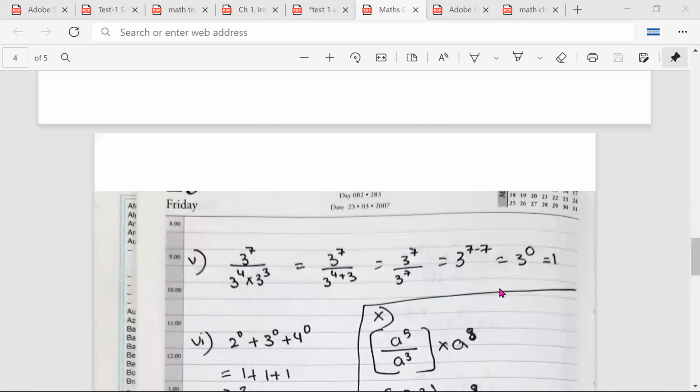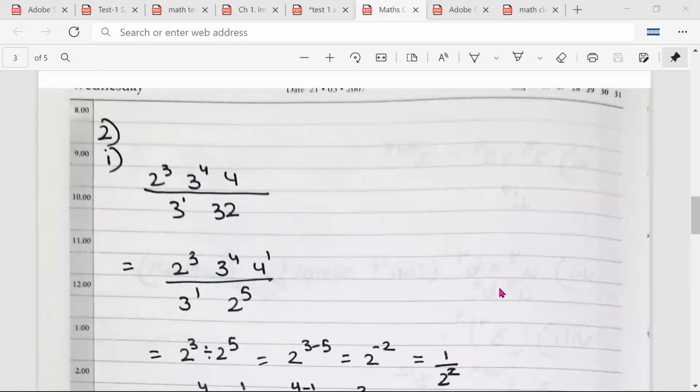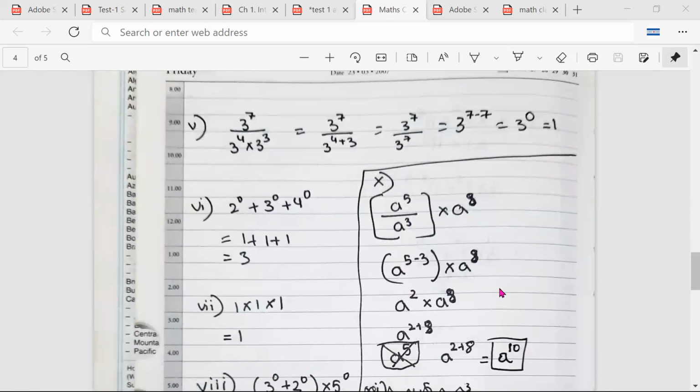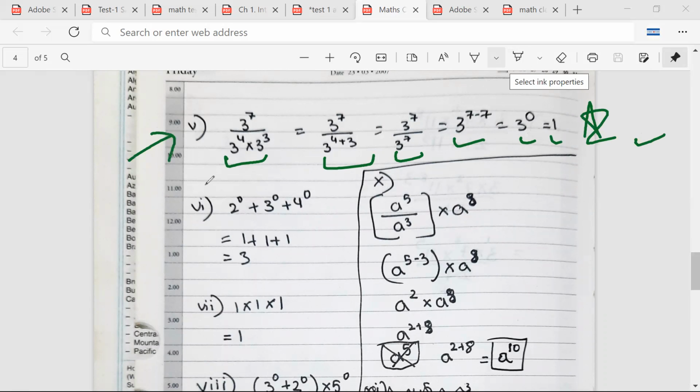Then we come to the fifth part. Fifth part is 3 raised to power 7, 4 plus 3, 7, 7, 3 raised to power 0, 1. Perfect. Very nice. Any doubt about question number 5? No, sir. This is 1, 1, 1. This is 3. Any doubt about the 6th part? No, sir.